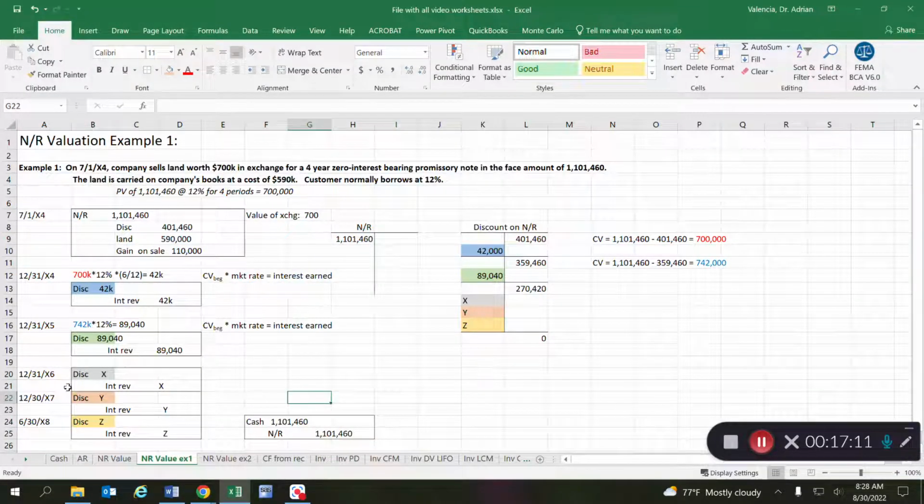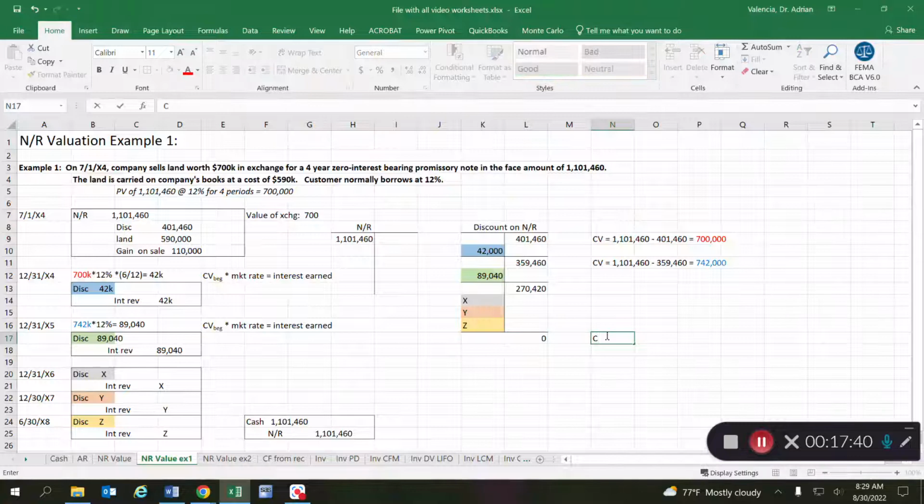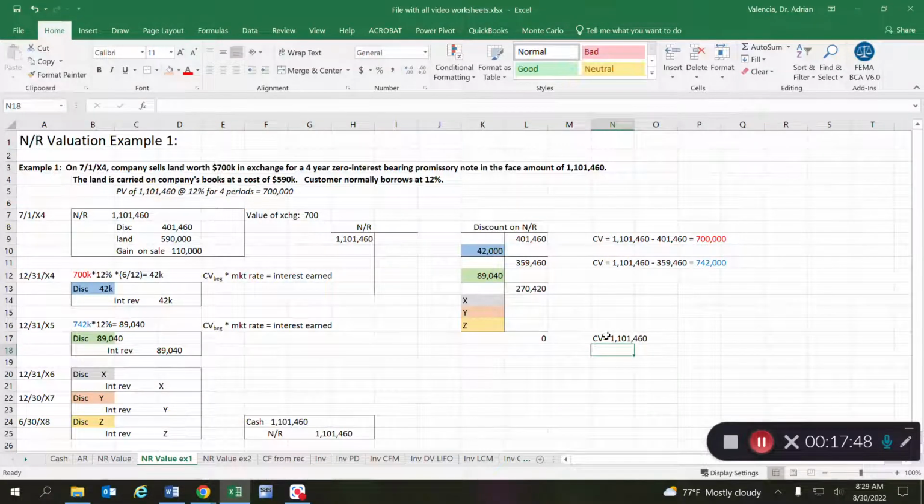Okay, so each one of these you'll have to do the corresponding computation for, giving you X, Y, and Z. But the important thing for you to see here is that after I do all these adjustments for the interest that we earn, from the 42,000 all the way to Z, the balance in the discount account at the end of this 48-month period will be 0. And the carrying value of that note at the end of the period is just going to be the full $1.1 million. And that's the whole idea there.